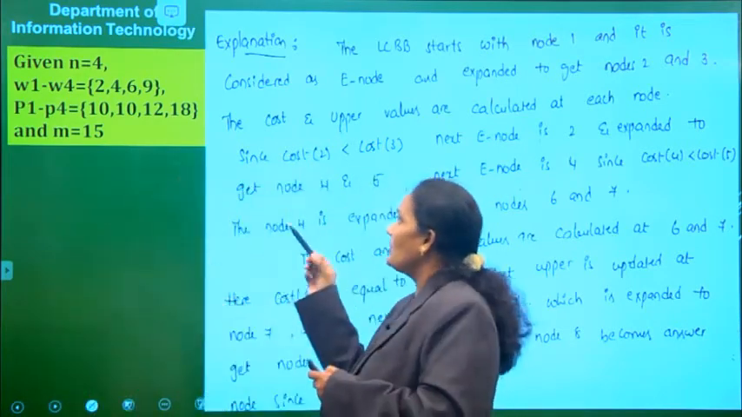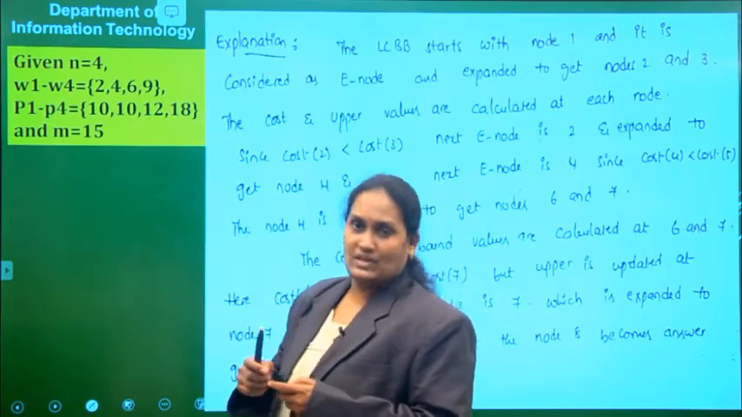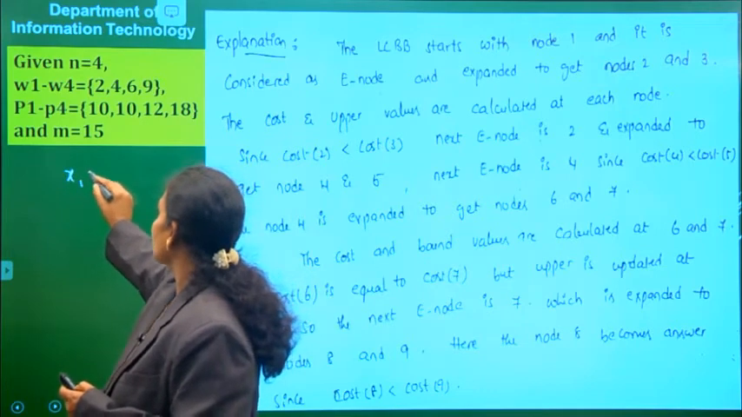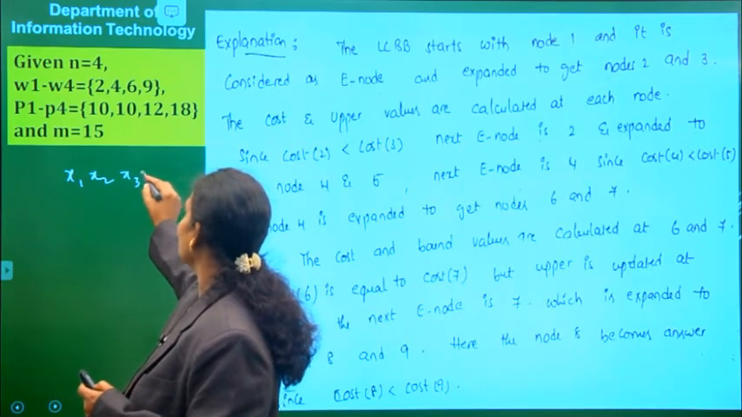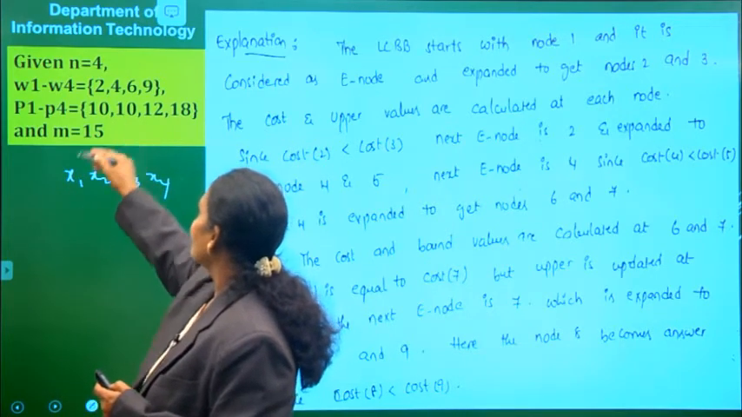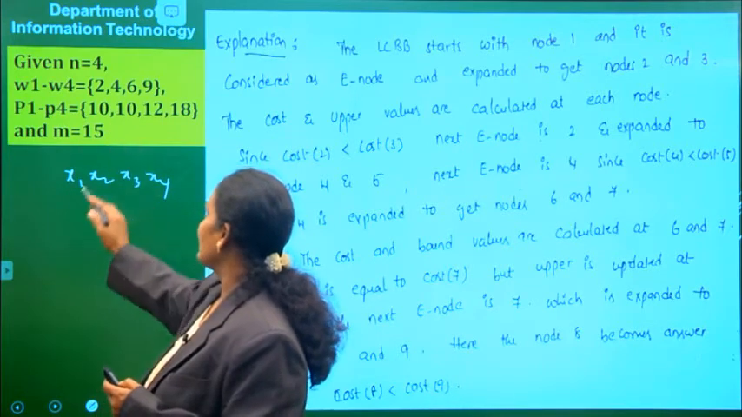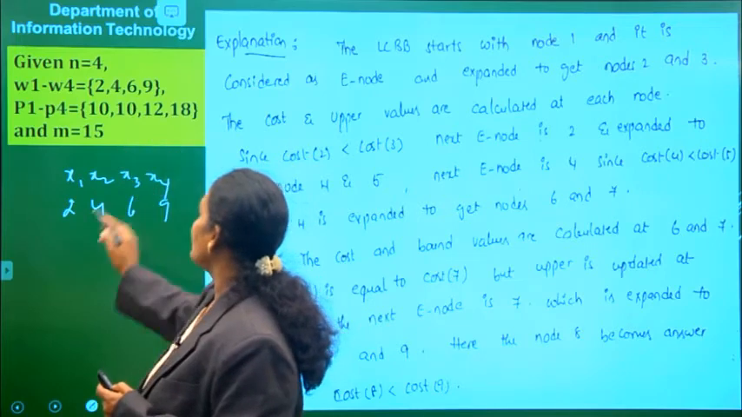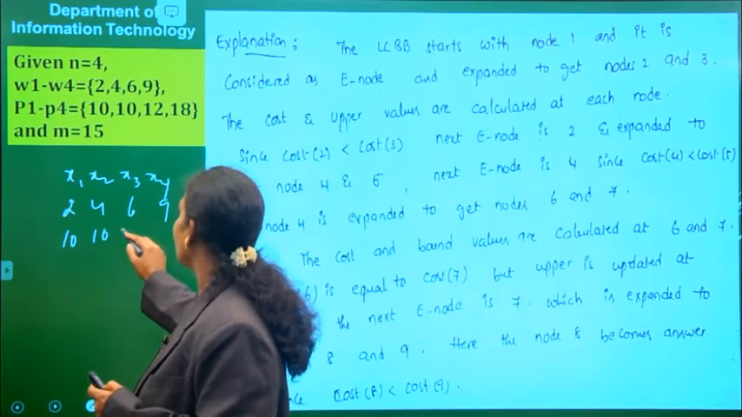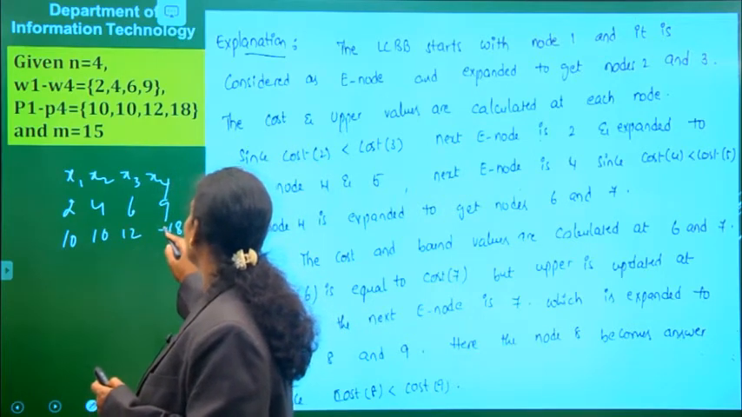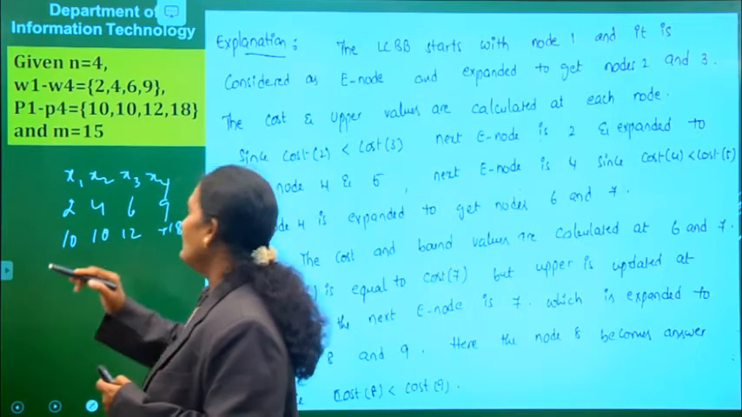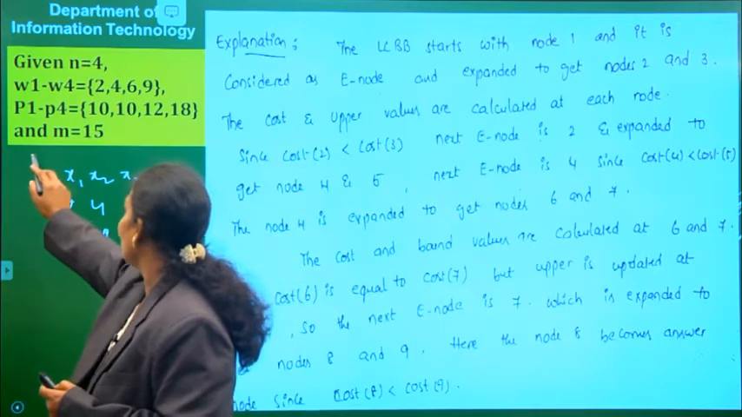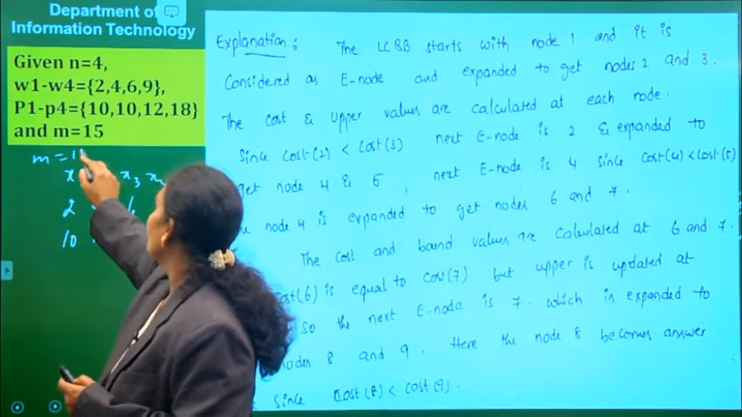Here I have given a problem with n equal to 4, that is, 4 objects are given. Let us call those 4 objects x1, x2, x3 and x4. Their weights are given as 2, 4, 6, 9 and their profits are given as 10, 10, 12, 18. The capacity of the knapsack is also given, whose value is 15.